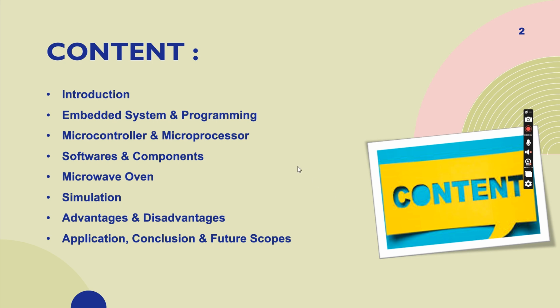So here are the contents of the PPT. First is the introduction, then basic embedded system and programming, which contains a definition. Then microcontroller and microprocessor, which contains block diagrams and the difference between microcontroller and microprocessor. Then which softwares we use, and then components, peripherals. Then what is a microwave oven, which is our project. Then the actual simulation part, which is on PIC, then advantages, disadvantages, application, conclusion, and future scopes.